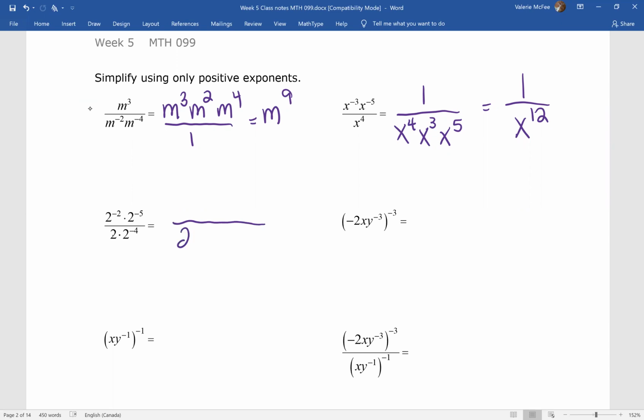So 2 has a positive exponent. Let's make this one positive. 2 squared. Let's make this one positive. Let's make this one positive. I would simplify the numerator, simplify the denominator, keep the base, and add the exponents. I see that most of the 2's are in the denominator. 4 more in the denominator.